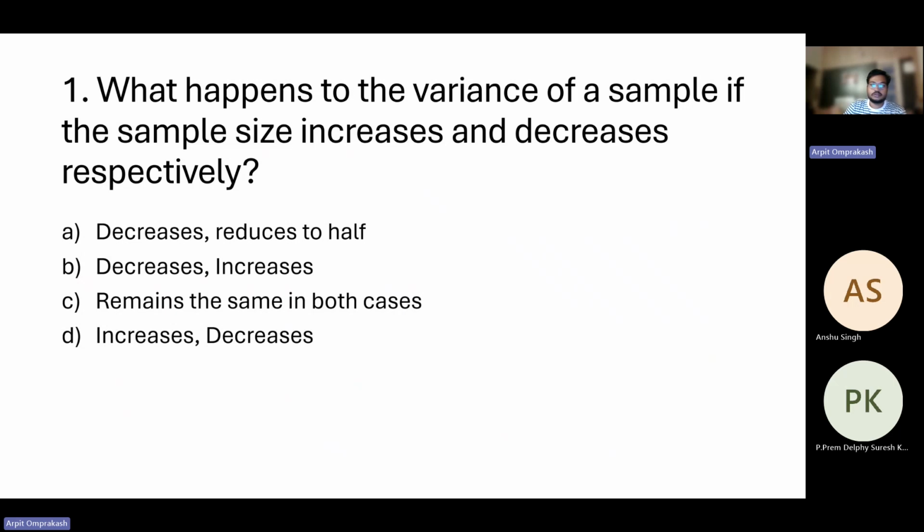So we know that the formula for sample variance is basically population variance divided by root of n. So sample variance is inversely proportional to root of n. So that means if n increases, this decreases. And if n decreases, this increases. So the answer should be option B. If sample size increases, the variance of the sample decreases, and if sample size decreases, the variance of the sample increases.